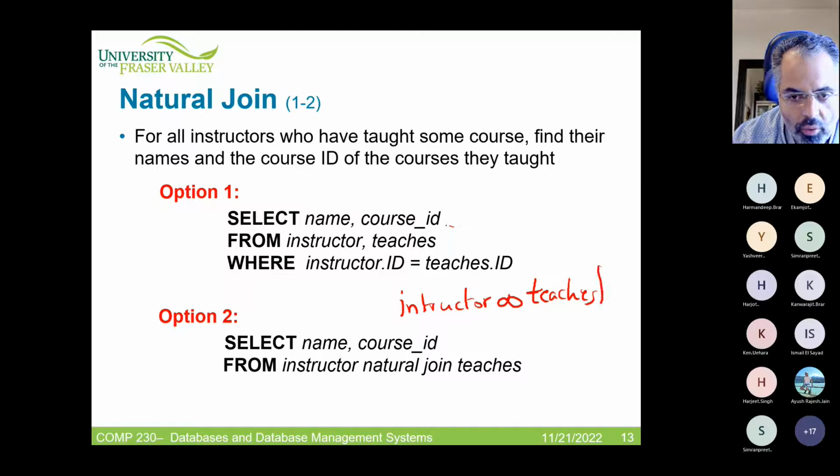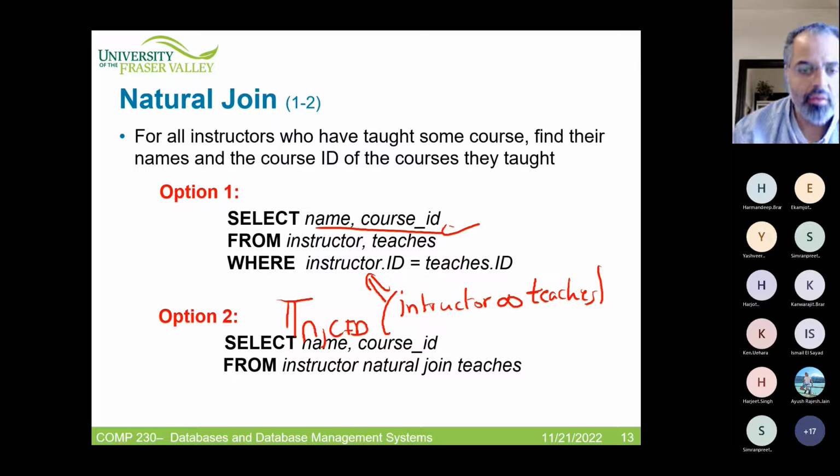And since I'm making a projection here, I'm selecting a special attribute with the joining. So in this case, I'm also making a projection: name and course ID. So this is how it will be in relational algebra, and how I can write it in SQL using the first one or the second one. Both are correct. We have two options in this case.